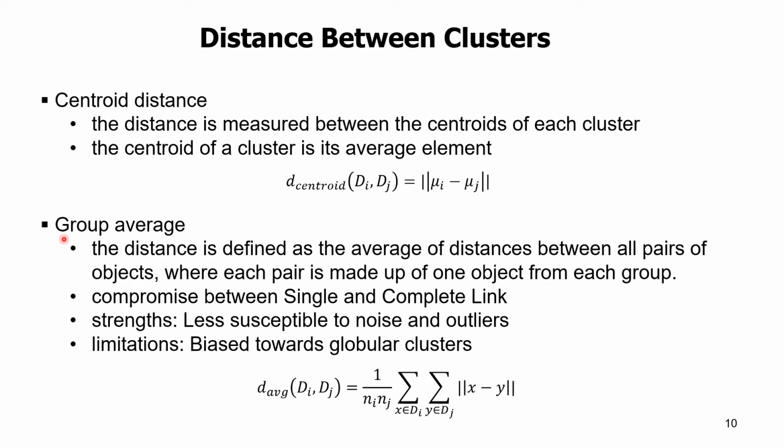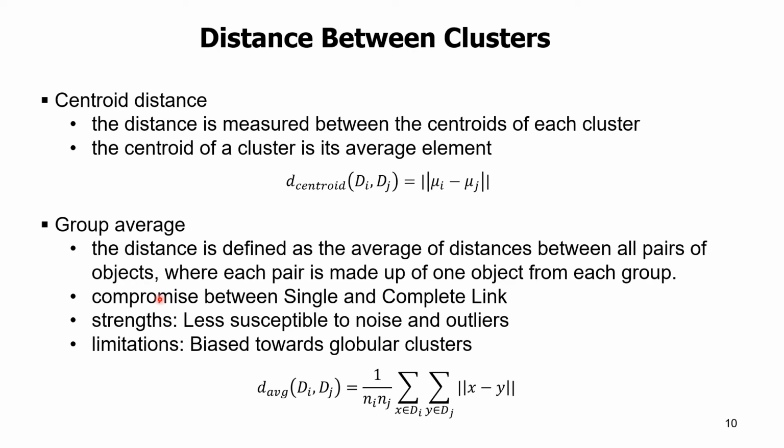The final distance measure is group average. In group average, the distance is defined as the average of distances between all pairs of data points. That's the definition of group average. So you pick one data point from cluster Di, and you pick another data point from cluster Dj, and you compute all possible distances, and its average is the group average.